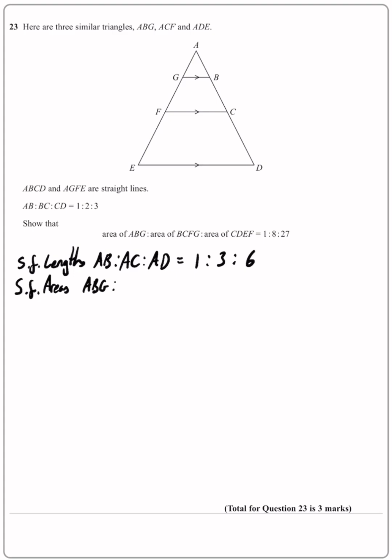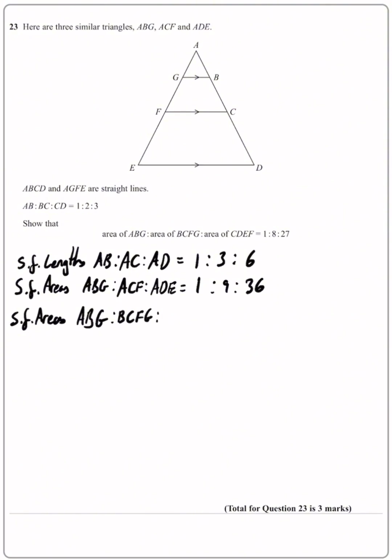Then to jump to the scale factor of areas of the triangles, that's ABG, ACF and ADE, we can square those 3 lengths, so it's 1 to 9 to 36. And that's the scale factor of areas of the triangles. And then to get the scale factor of areas of the separate shapes, ABG, BCFG and CDEF, we can subtract the number of parts to just leave us with the bits that we want, essentially.